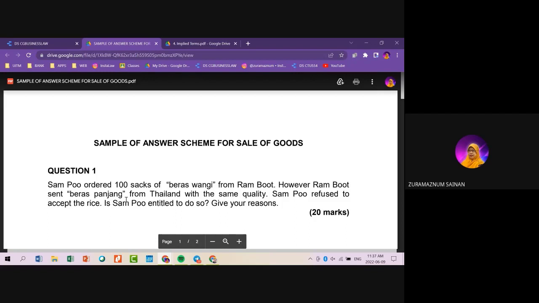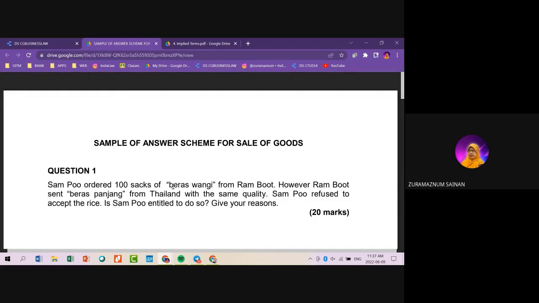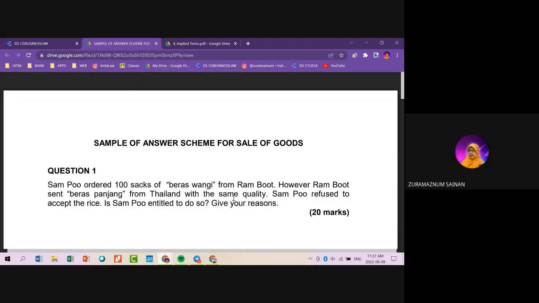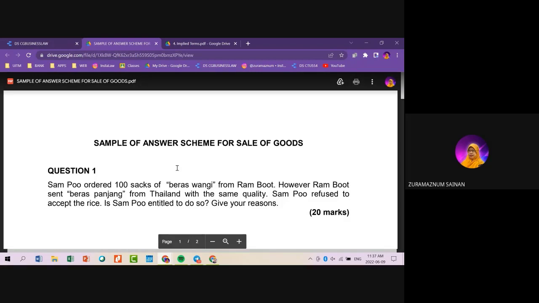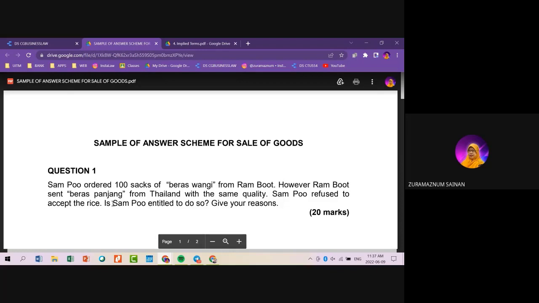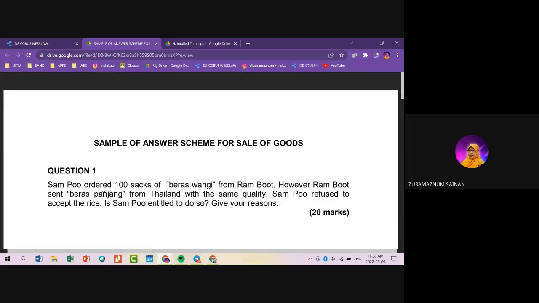So meaning that this is not the same with the description. Buyer minta beras wangi, tiba dia hantar beras panjang from Thailand with the same quality. Walaupun same quality kan. Tapi different description. So Sampo refuse to accept the rice. Dia tak nak. Dia reject. Is Sampo entitled to do so? Give your reasons. So maknanya cluenya dalam soalan ni, breach of implied condition that the goods supplied not correspond with the description. Tak sama dengan description.